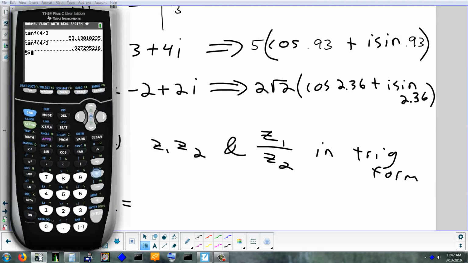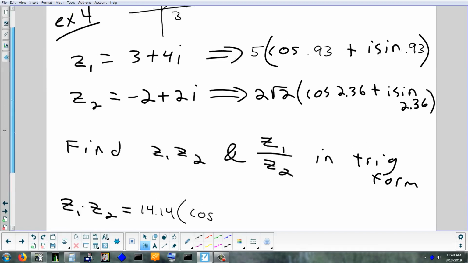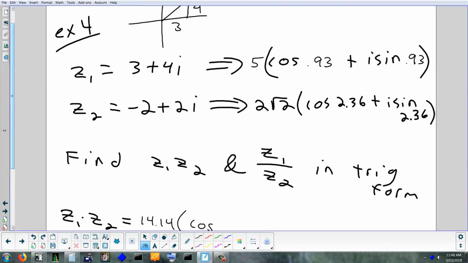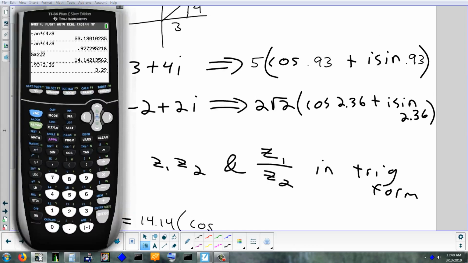Multiply them. 5 times 2 square root of 2, that's about 14.14. So that's my radius. Now, when I'm multiplying these together, what do I do to get my angle? Add the angles together. 0.93 plus 2.36, and there's your angle, 3.29.